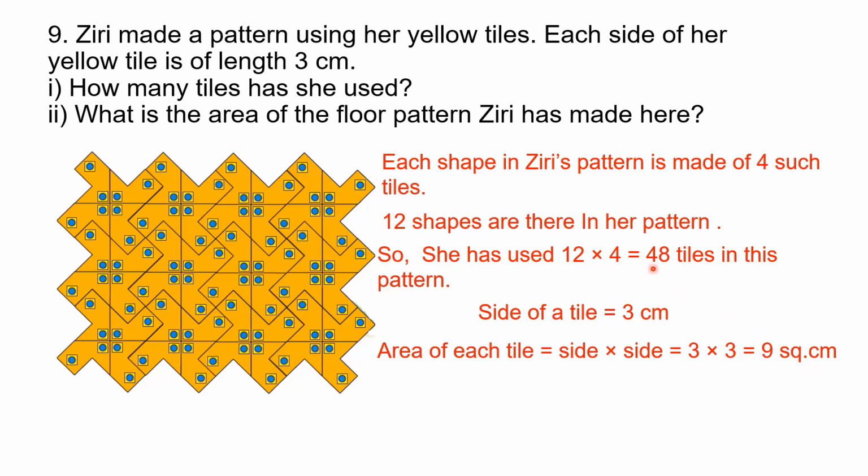But we have 48 tiles in this pattern. Therefore, area of the floor pattern is 48 multiplied by 9. 48 tiles are there and the area of each tile is 9 square centimeters. So, the area of the floor pattern which contains 48 tiles equals 48 multiplied by 9, that is 432 square centimeters.